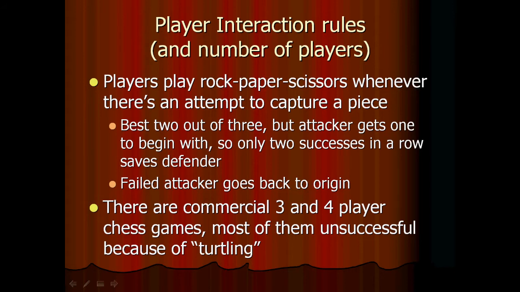Another way of working with this structure would be whenever there's an attempt to capture, the players play rock, paper, scissors. And they want to get the best 2 out of 3. But the attacker automatically gets 1, so that means that the defender has to win 2 out of 2 in effect, which isn't going to happen a whole lot of times, but it'll happen about a quarter of the time. And then the failed attacker would have to go back to their origin, and that would be the end of their move. Make for quite a different game.